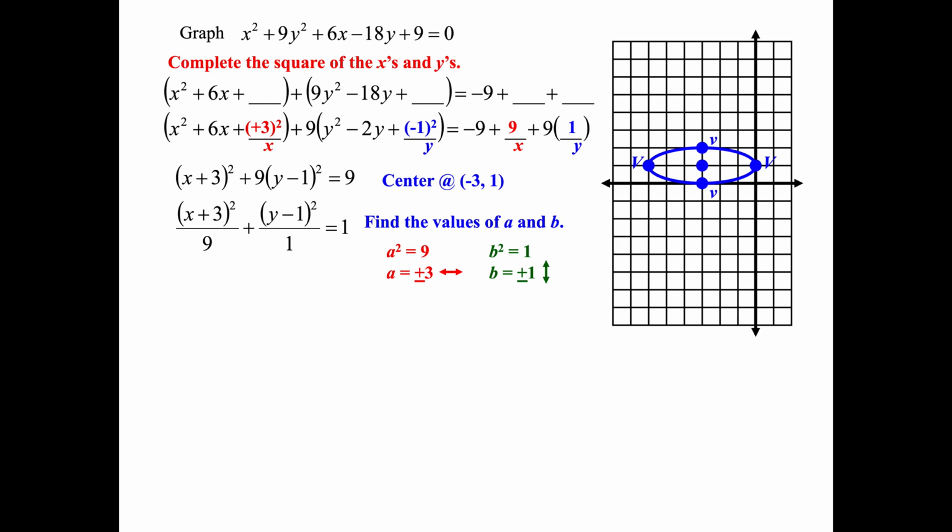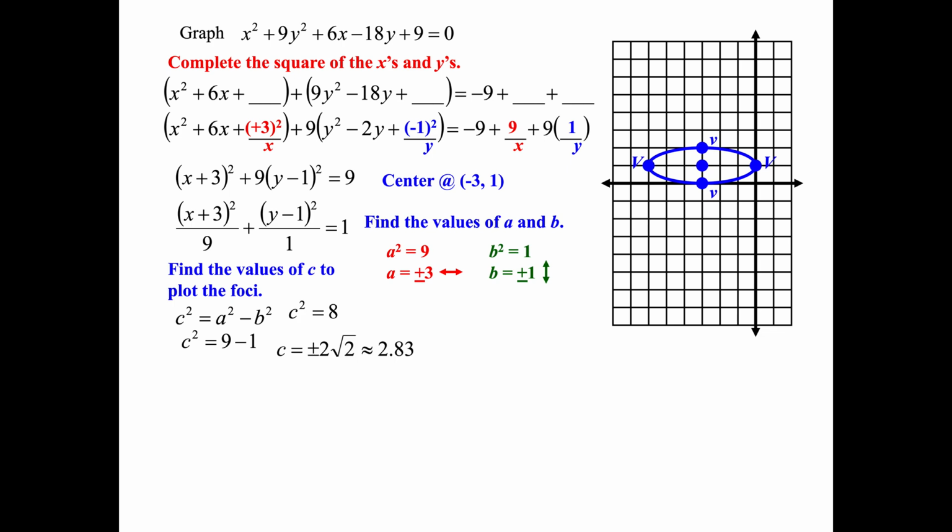Foci, Pythagorean theorem with the minus sign. So it looks like we're going to go a squared 9 minus b squared 1. That's an 8. Square root of 8 is, let's see, 2 square root of 2. Keep that plus or minus there. And square root of 8 is approximately 2.83. Holy cow, we are all over those vertices. We're really, really close.